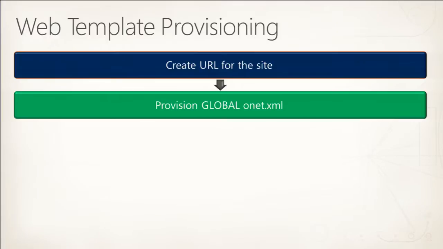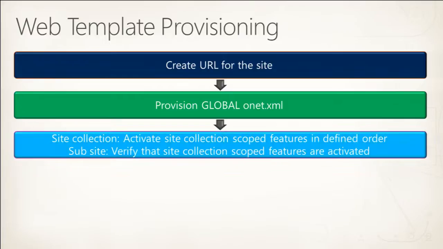There is one exception to that rule. If you are using the blank site definition, the out-of-the-box blank site definition, content from that global onet.xml is not added onto your site because then it would no longer be a blank site. So there's actually some magic in the blank site definition to make sure that the stuff from the onet.xml is not added to it.